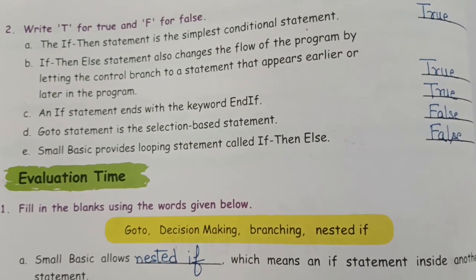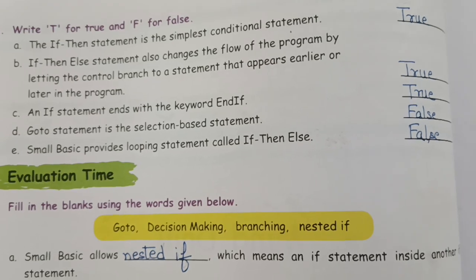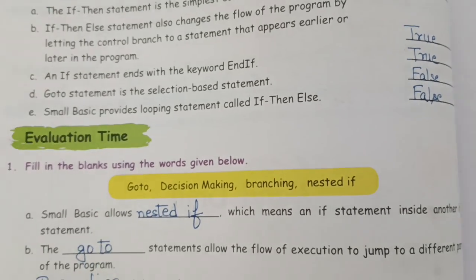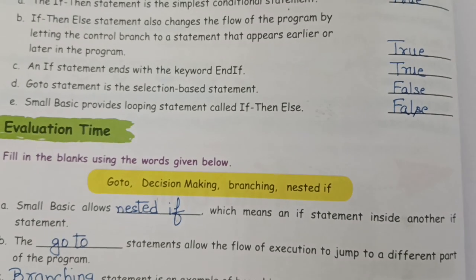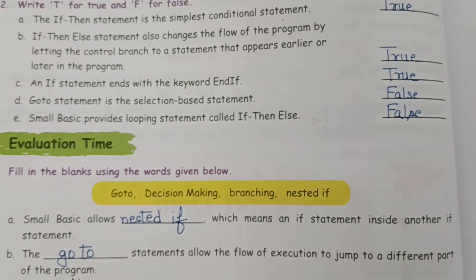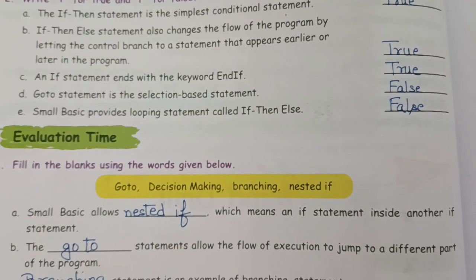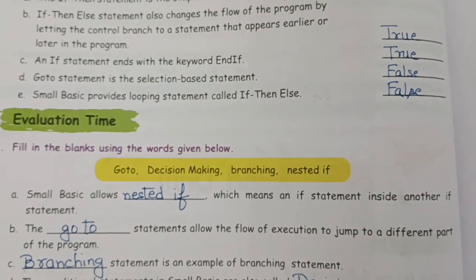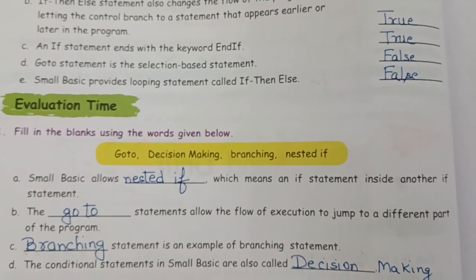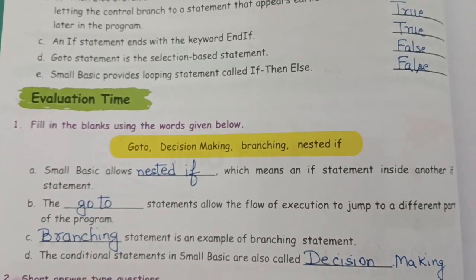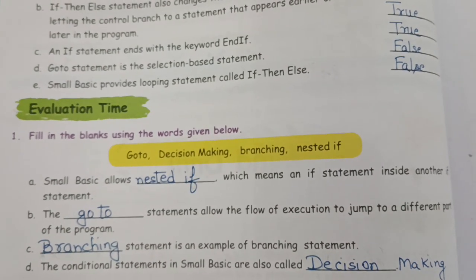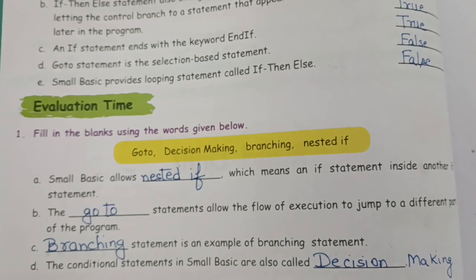Next we come to the fill in the blanks. Small Basic allows nested If, which means an if statement inside another if statement. The Goto statement allows the flow of execution to jump to a different part of the program. The Goto statement is an example of a branching statement. The conditional statements in Small Basic are also called decision making. So these were the blanks.